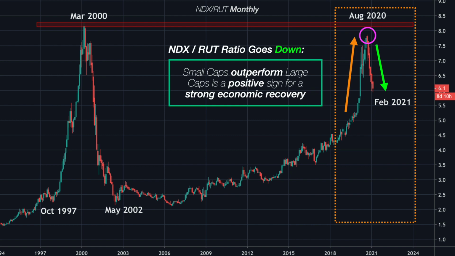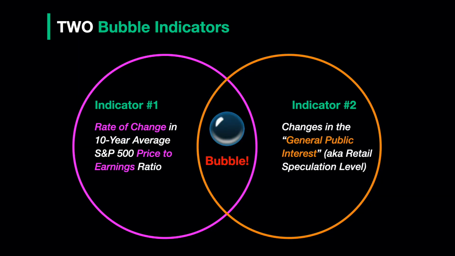But the overall concentration still remains really high compared with the normal level, so we're still not out of the woods yet. I would expect this ratio will continue going down from this level, and the Russell 2000 will outperform the large caps over a longer period of time. Cool, so this is the new interesting indicator I've been watching recently. But in general, if you want to identify a stock market bubble, the two indicators we talked about earlier will be good enough to do the job for you.